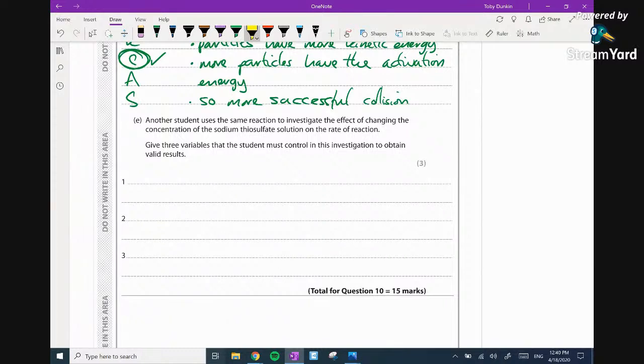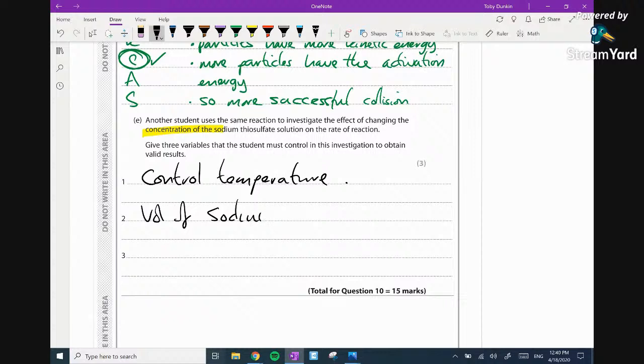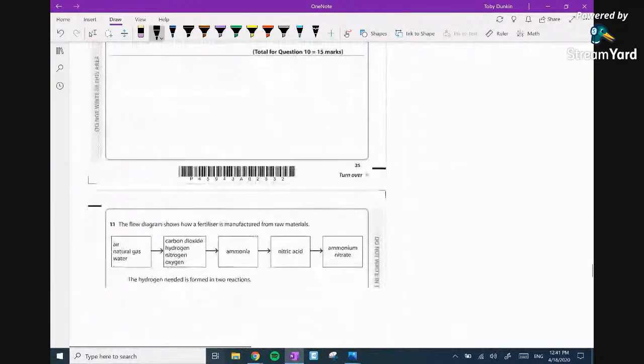So she's investigating concentration. She will obviously need to control temperature. I shouldn't be writing in green, I'm going to switch back to black. We're also going to need to control the volume of sodium thiosulfate. You can't say control the concentration because that's what they're changing, but we do need to control the concentration and volume of hydrochloric acid, HCl. Done. Next.